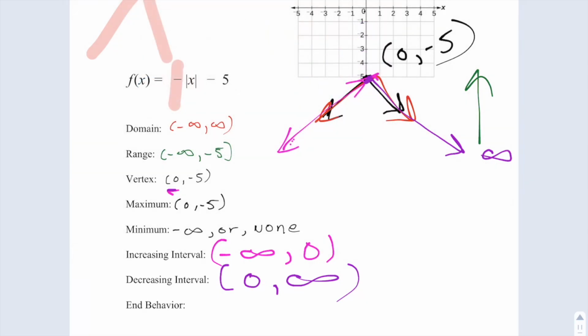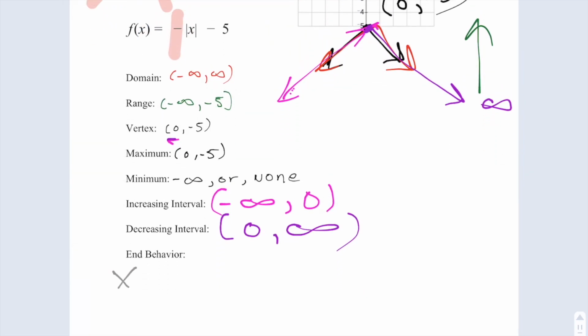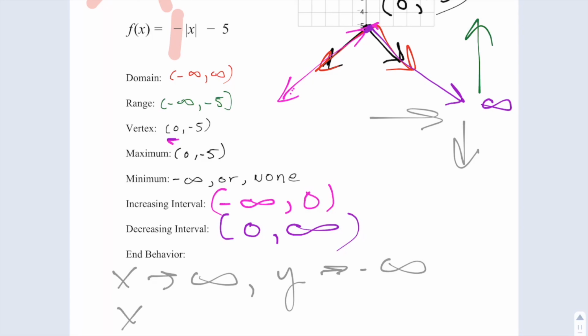And then when we're dealing with end behavior, as x is approaching infinity, which is this way, the graph is going down. So y is going to approach negative infinity. And as x approaches negative infinity, which is this way on the Cartesian plane, it is still going down. So y is going to still approach negative infinity.